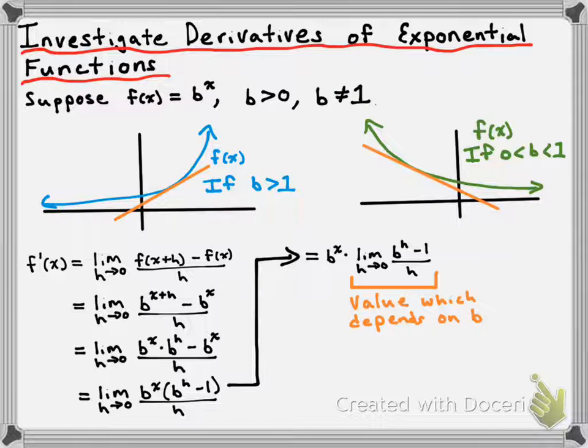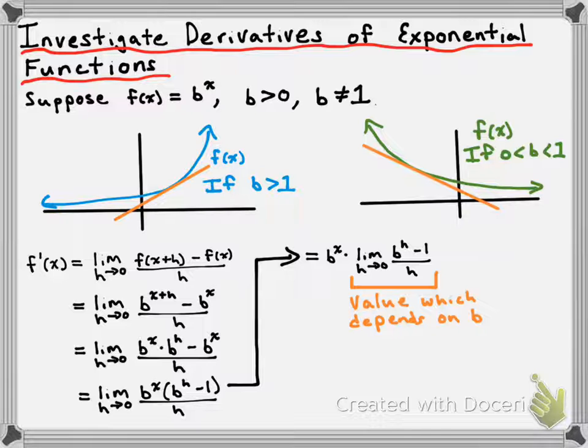Okay, so now we're going to pretend like we're mathematicians for a moment, because what a mathematician might ask themselves at this point is, well, hold on, is there a value of b that would allow this entire limit to evaluate to the number 1? And the reason why a mathematician might ask themselves that is because if there is a value of b that allows this limit to evaluate to the number 1, then that would actually mean that the derivative of that exponential function with that particular base value would be itself times 1.